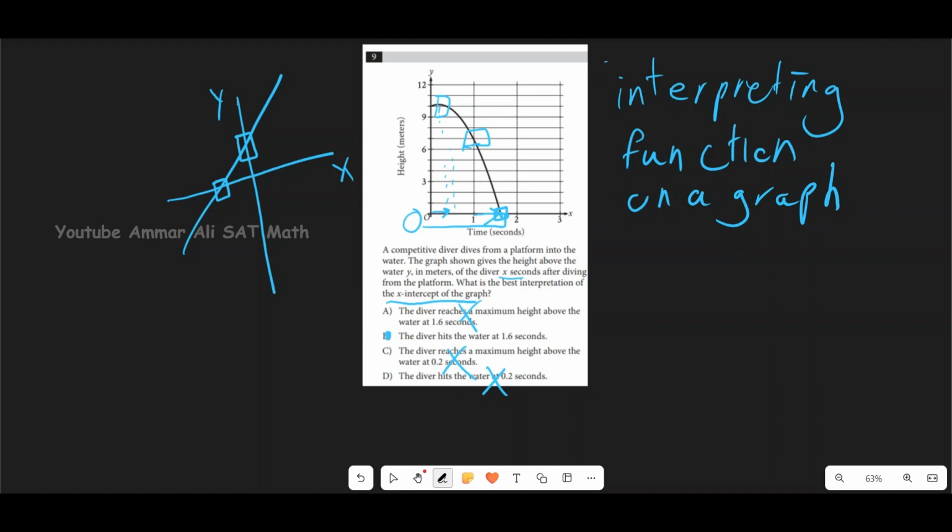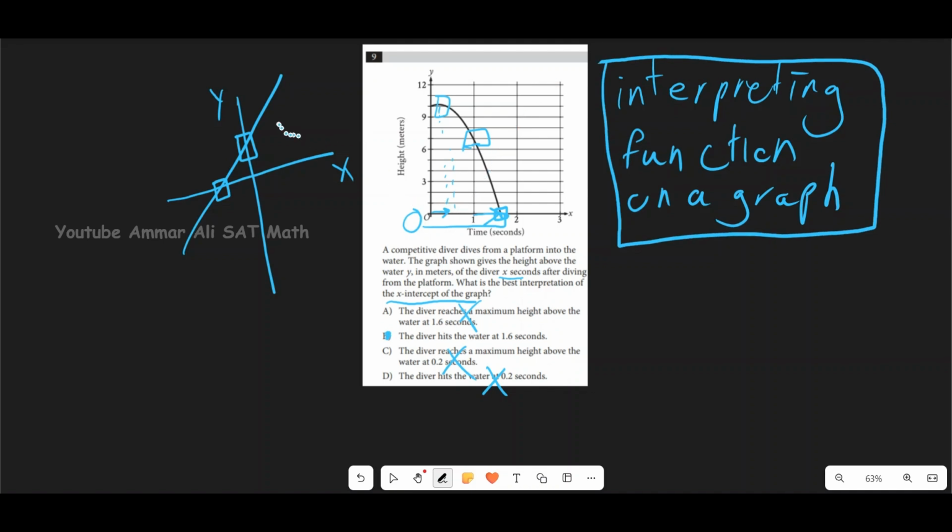This question was just about interpreting functions on a graph, and all we had to do was understand what the x and y intercepts meant in the context of this problem. In this problem, the y-intercept simply represented the starting height of the diver, and the x-intercept represented the final height after a certain period of time. Or you can interpret it as this being before they started their jump, and this being when they finished their jump and finally entered the water. So hopefully that made sense to you all.